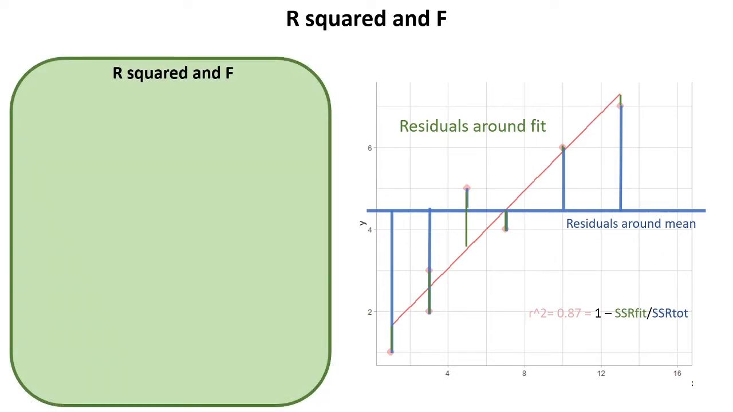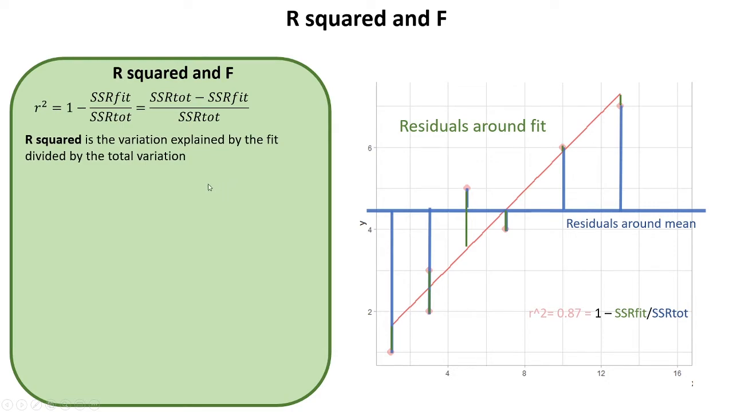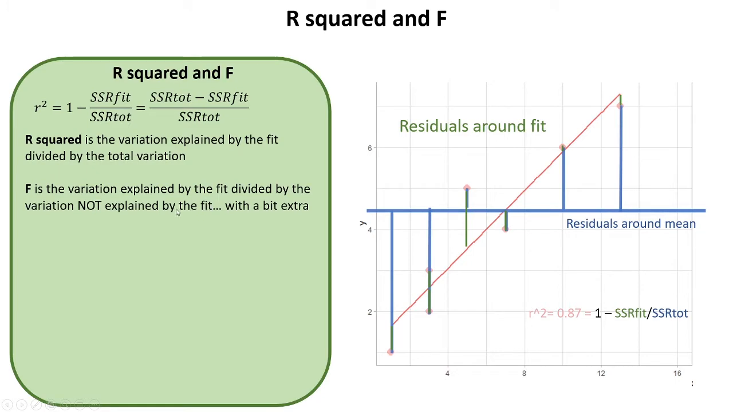So let's relate this to this new statistic F. If this is R squared, it would be the sum of squared residuals total minus sum of squares fit, over sum of squares total. So R squared is the variation explained by the fit divided by the total variation. The top is the variation explained by the fit, and the bottom is the total variation. F is the variation explained by the fit divided by the variation not explained by the fit, with a bit extra that we'll get to in a second.